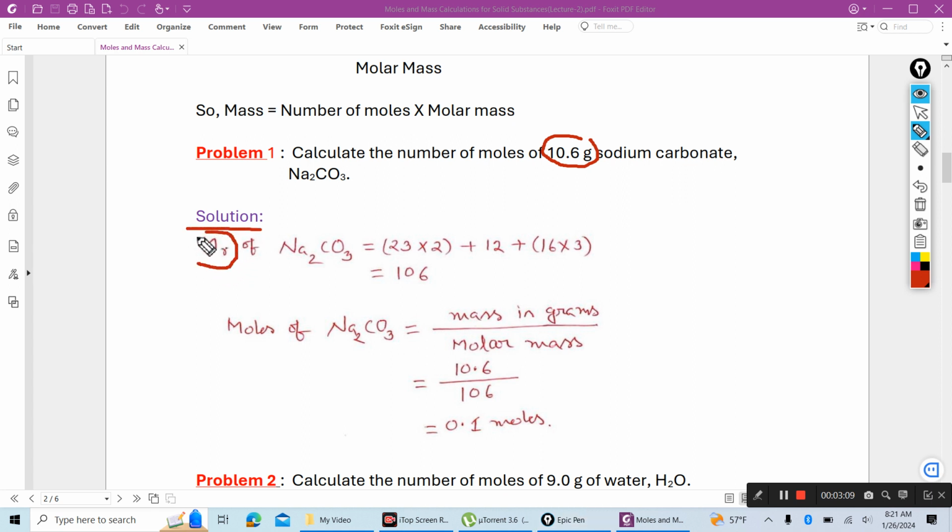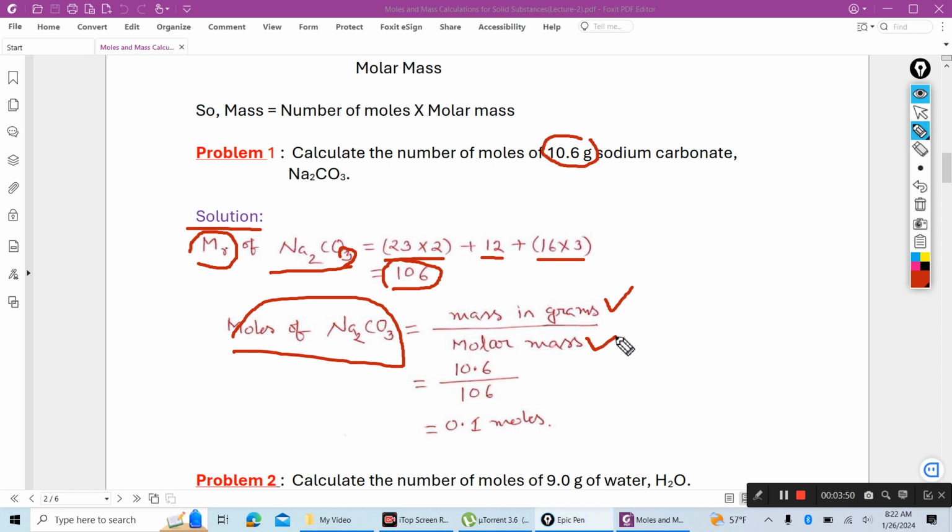First MR. MR means relative molecular mass. Relative molecular mass of sodium carbonate: here 2 sodium atoms, 23 times 2. Sodium relative atomic mass is 23. Plus carbon 12. Here 3 oxygen atoms, oxygen 16 into 3. You will get 106 relative molecular mass.